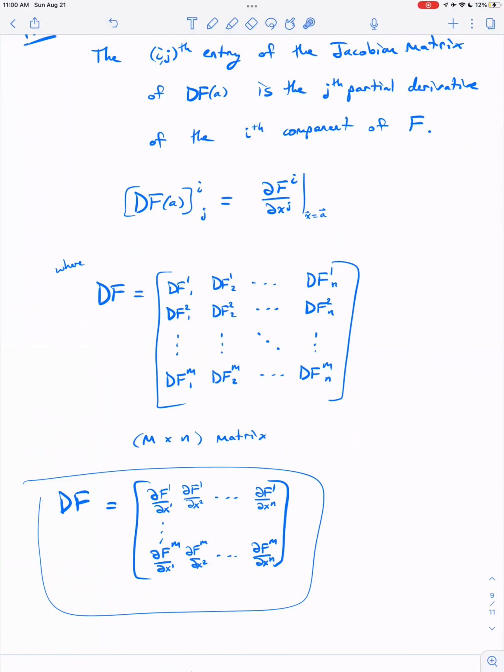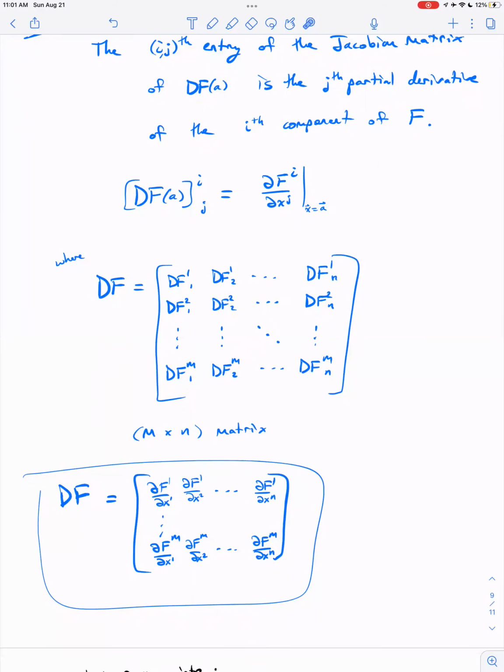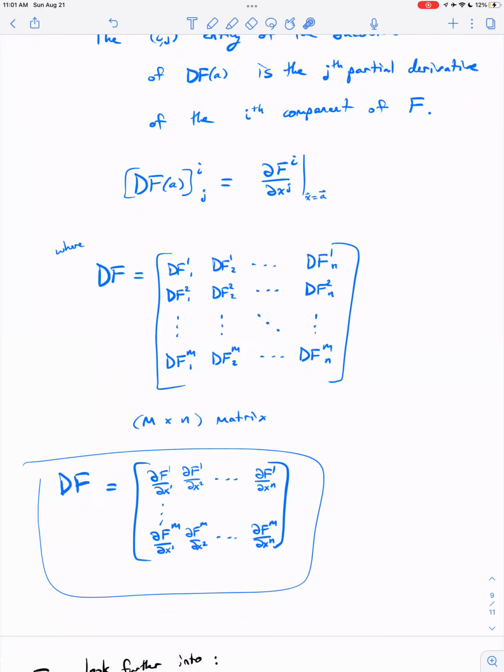It can be important to get the ordering of this right. The index on the x has to change as you go across a single row. Then as you go down, you go to the different vector outputs of the function. As you go to the right, the input variable index changes. That can be important to get right in some cases. But this is the Jacobian matrix that we're more familiar with from calculus.